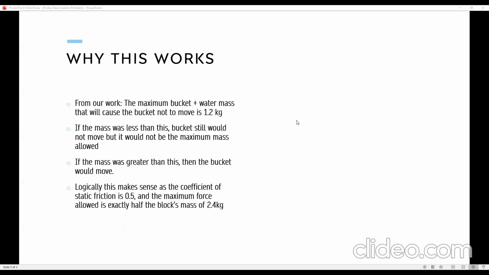And so why this works: from our work, the maximum bucket plus water mass that will cause the block not to move is 1.2 kilograms. If the mass was less than this, the block would still not move, but it would not be the maximum mass allowed. And if the mass was greater than this, then the bucket would move, leading to the block moving as well. Logically, this makes sense, as the coefficient of static friction is 0.5 and the maximum mass allowed is exactly half the block's mass of 2.4 kilograms.